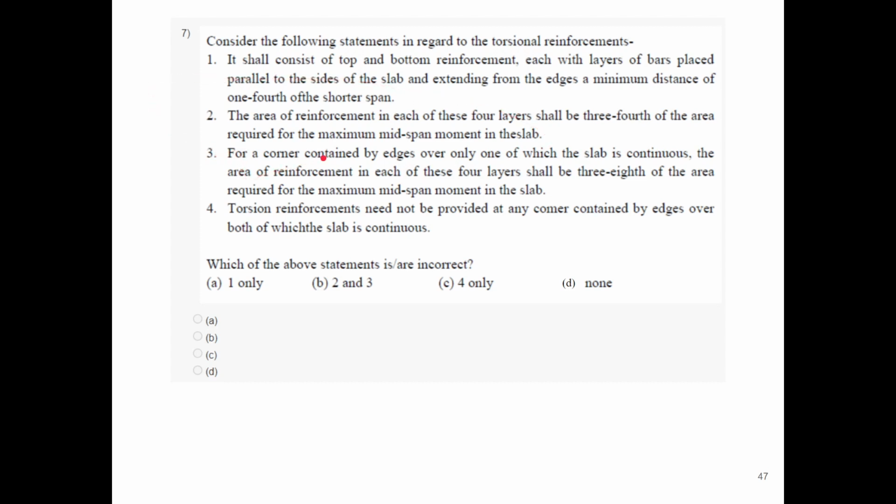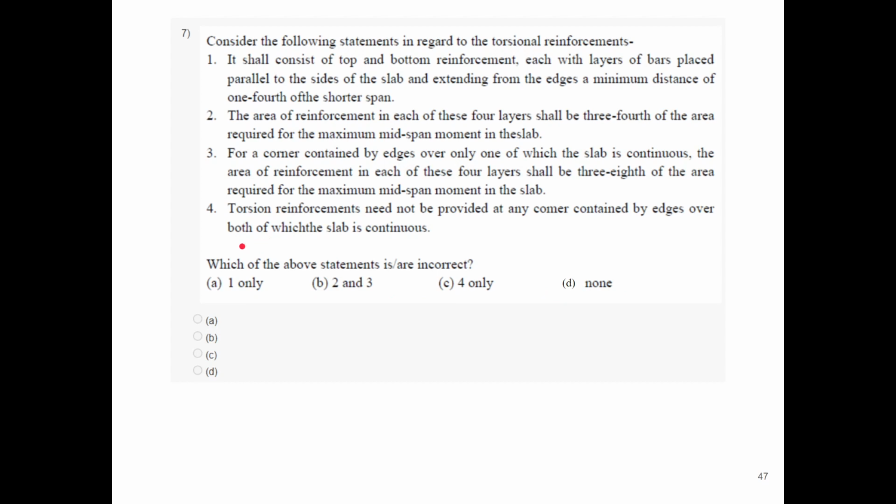Third statement, for a corner contained by edges over only one of which the slab is continuous, the area of reinforcement in each of these four layers shall be 3/8 of the area required for the maximum midspan moment in the slab. And fourth statement, torsion reinforcements need not be provided at any corner contained by edges over both of which the slab is continuous. So which of the above statements is or are incorrect? A. 1 only, B. 2 and 3, C. 4 only, or D. none.